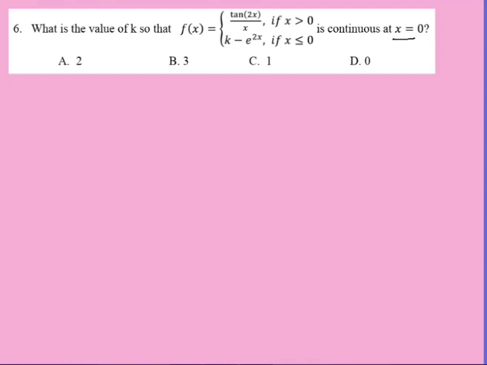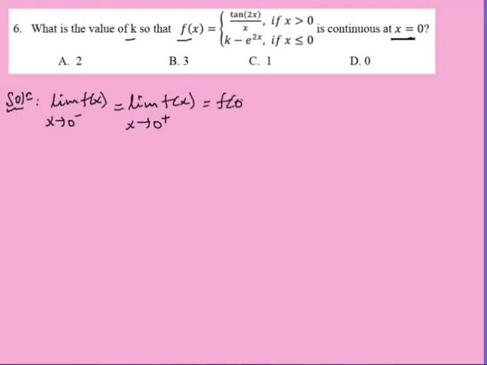What is the value of k, so that this function is continuous at 0? So we will apply the technique that we have seen so far. Here the limit of f of x as x approaches 0 from the left must be the same as the limit of f of x as x approaches 0 from the right. You can take the functional value at 0. So we can substitute these pieces into their places.